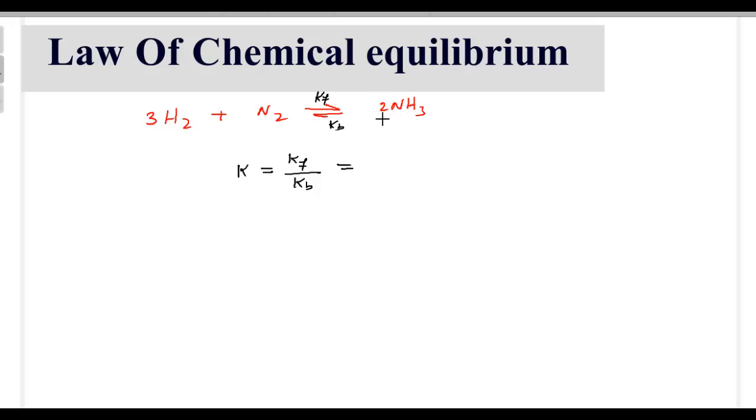That will be equal to the concentration of products over the reactants, with each term raised to the power equal to its coefficient. So it will be the concentration of the product, which is ammonia, NH3, to the power 2, because the coefficient there is 2, divided by the hydrogen concentration to the power 3 and the nitrogen concentration to the power 1. This will be the equilibrium constant for this particular reaction.